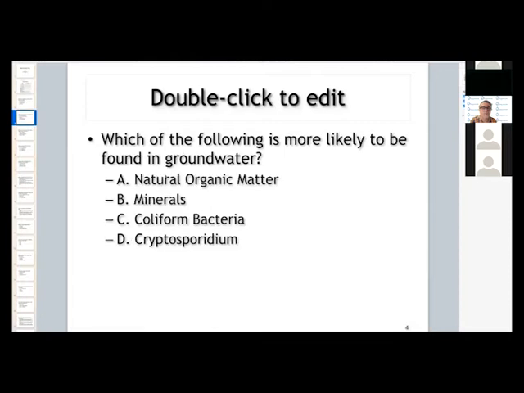Which of the following is more likely to be found in groundwater? Groundwater is water that percolates through soil. So the answer here is going to be B. Anything that goes through a lot of dirt is going to have a lot of minerals in it. So wells naturally have a lot of minerals, which show up as hardness.